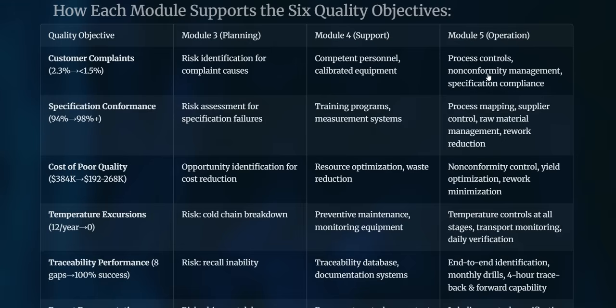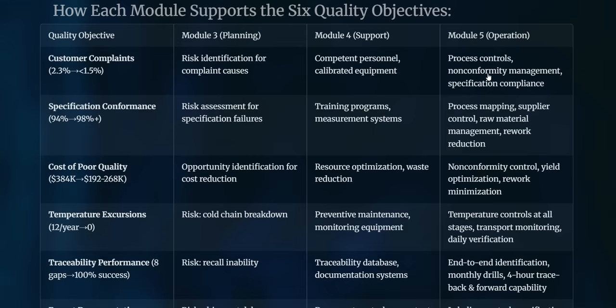Through Module 3 planning, opportunities for cost reduction have been identified. Through Module 4 support, resource optimization and waste reduction have been provided. And then in Module 5 operations today, nonconformity control, yield optimization, and rework minimization are going to be implemented, and we will do it together.